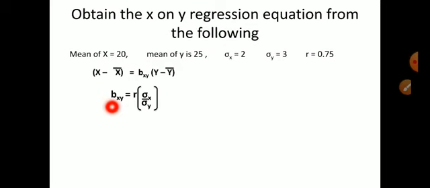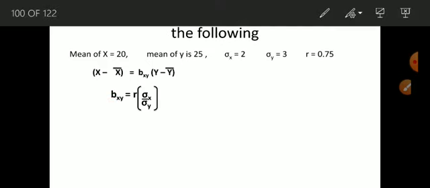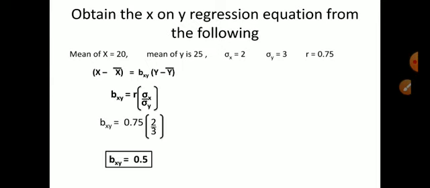This is the formula we are going to use in order to calculate the regression coefficient, that is r is 0.75 into 2 by 3. That is nothing but 2 by 3 into 0.75. We are getting bxy, the regression coefficient x on y, as 0.5.